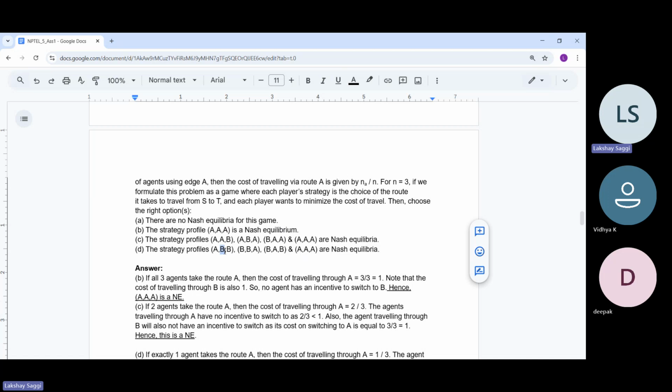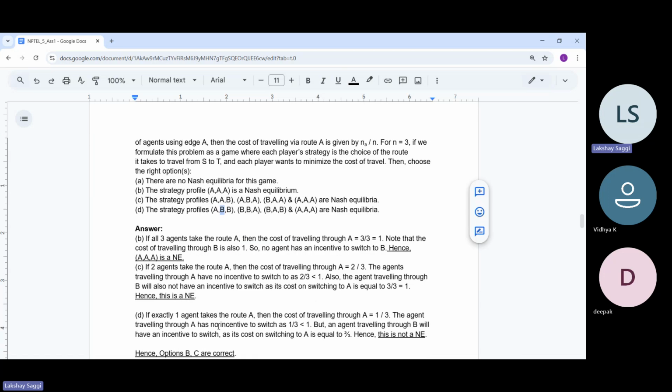There are two agents right now who are traveling through B. So consider any one of these agents. This agent is currently paying a cost equal to 1. But if this agent switches to A, then till now there was only one agent traveling through A, and if this agent also switches, there will be two people traveling through A. So the cost of traveling through A will become equal to 2 by 3. Currently this agent is paying a cost of 1, and on switching, he'll have to pay a cost of 2 by 3. And we know that 2 by 3 is actually less than 1. So this agent will have an incentive to switch.